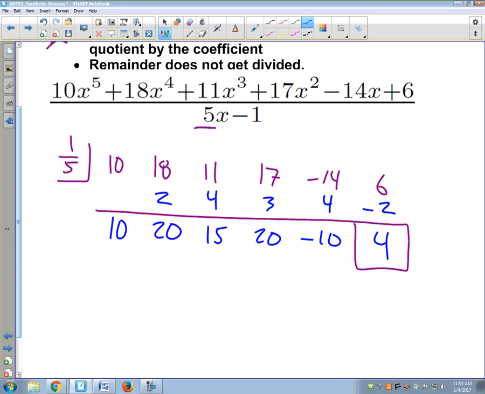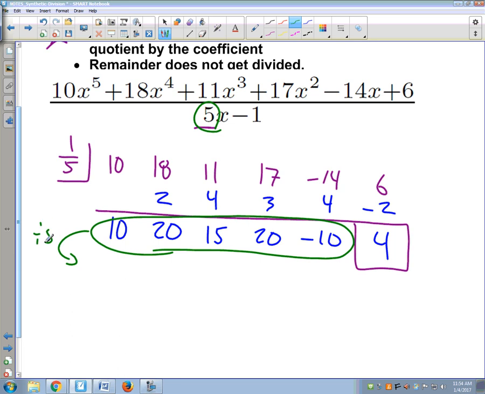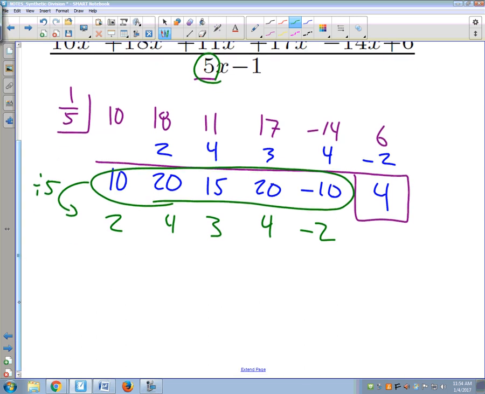But we can't take those and turn it into an answer yet. There's one thing that we have to remember to do before we write out our final answer. Since there was a coefficient of 5 in our divisor, all of the numbers in our quotient, that's everything on the bottom row except for the remainder, has to get divided by 5. The remainder stays the same. So I was thinking the remainder is going to be locked up in that little box that's safe from the division. Everything else gets divided.